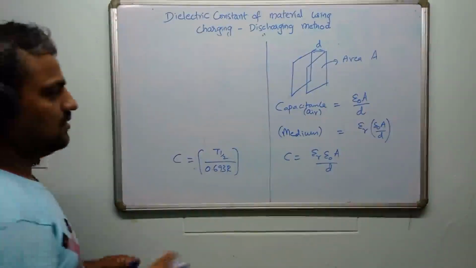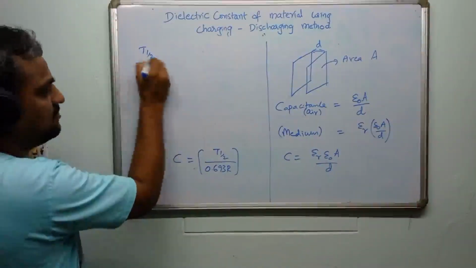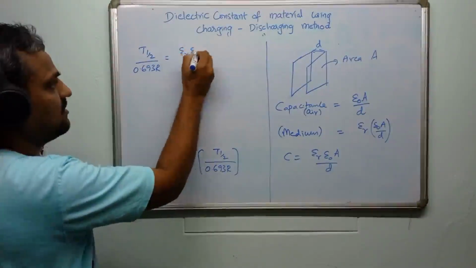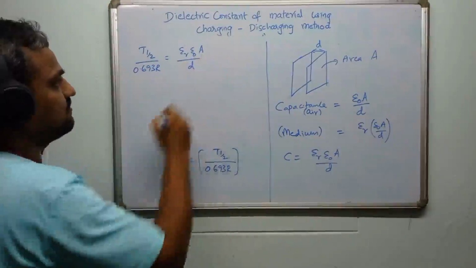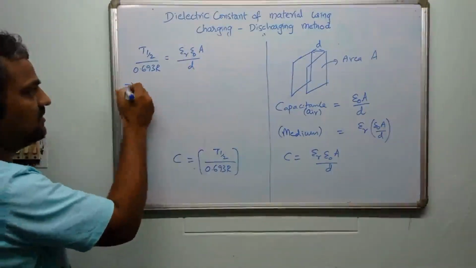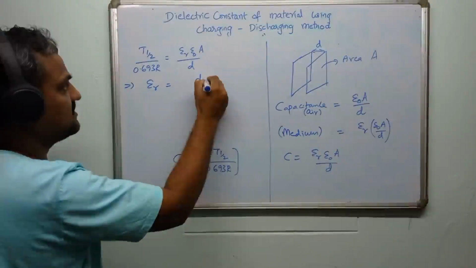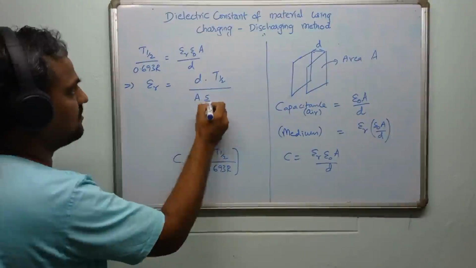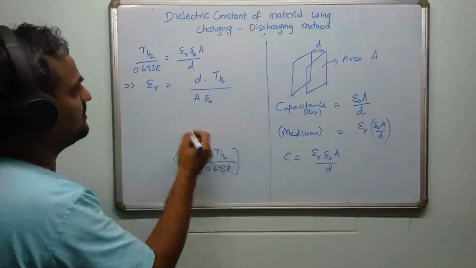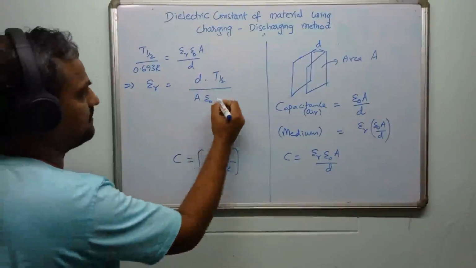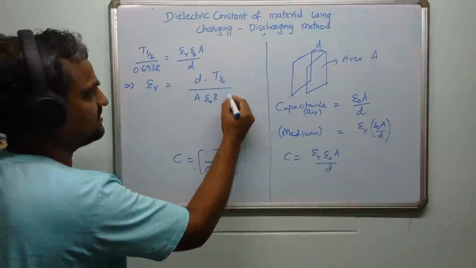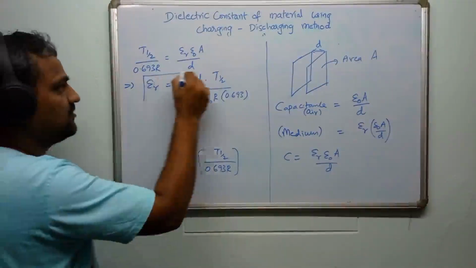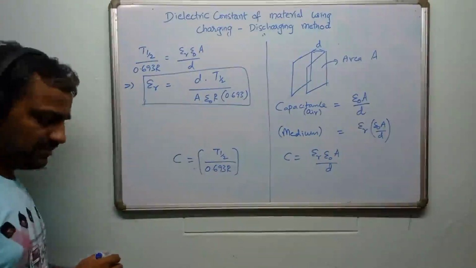So I can write T half divided by 0.693 R is equal to epsilon R epsilon naught A divided by d. Here I want epsilon R. Epsilon R is going to be d times T half divided by A epsilon naught, and the leftover terms are 0.693 R, or you may write it as ln of 2, right? So this is the formula for determination of the dielectric constant of a material.